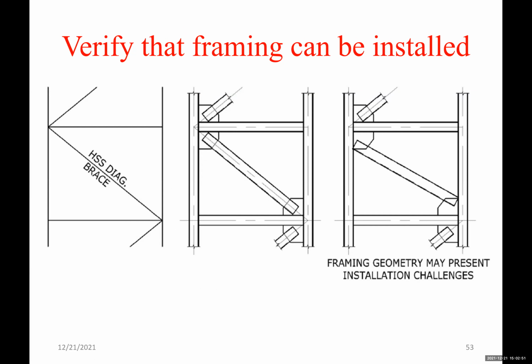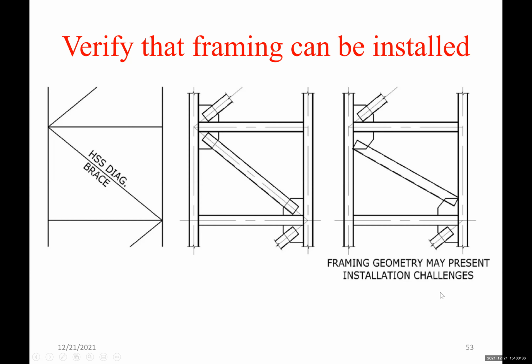Verify that the framing can be installed. Again, on the drawings, we show the figure on the left. We're showing the braced frame by lines, like a stick model, right? And then when we look at reality and the width and the dimensions of these members, we can see how these members can be put together, how they can be erected and how they can be connected. The middle one is ideal, and then look at the third one, the one on the right.